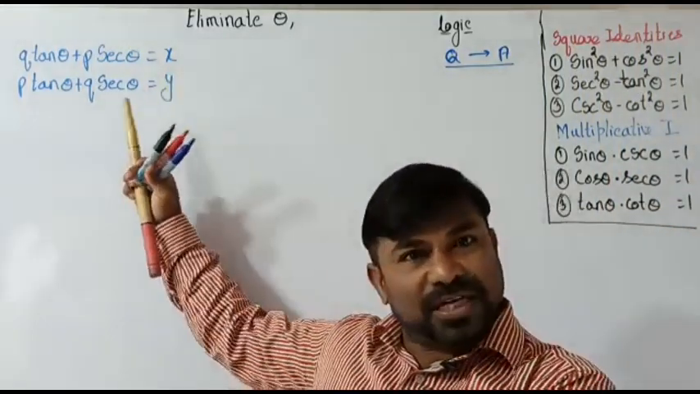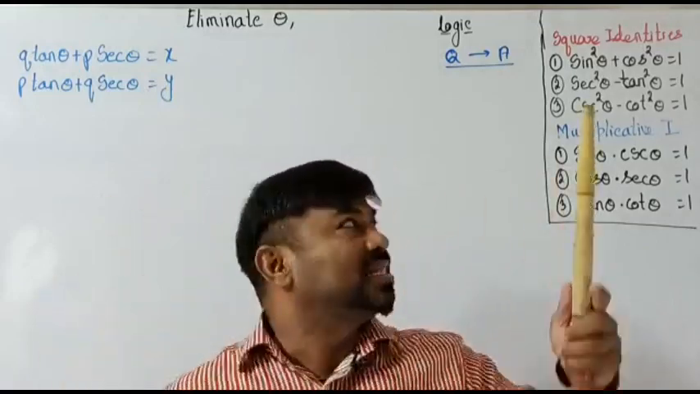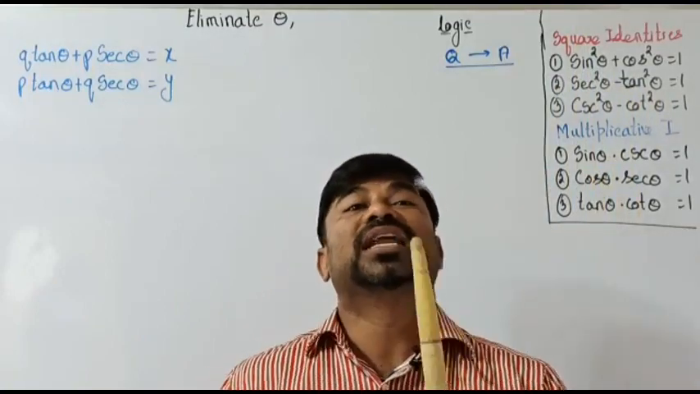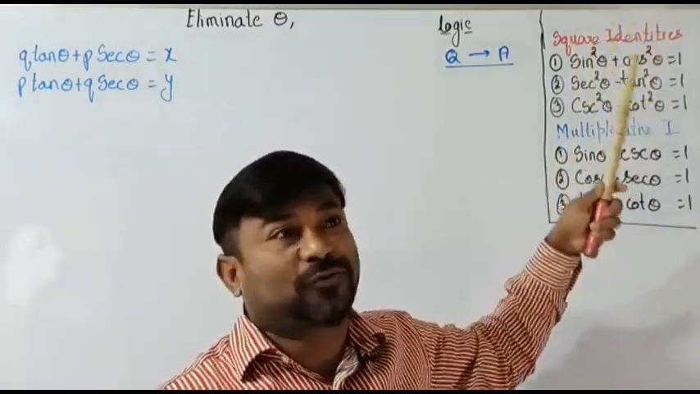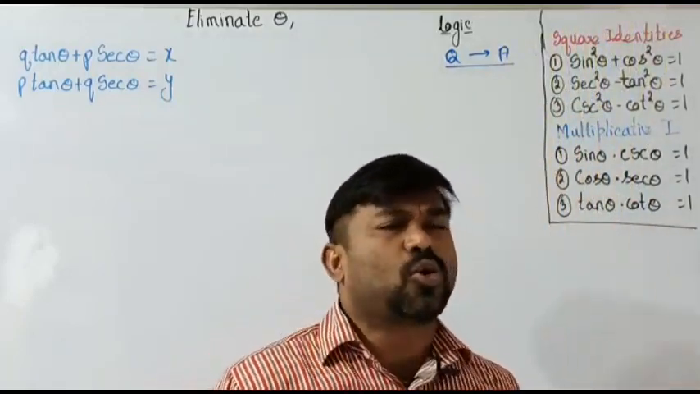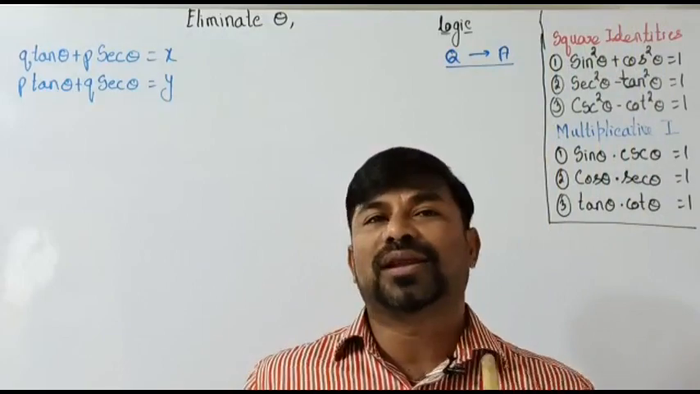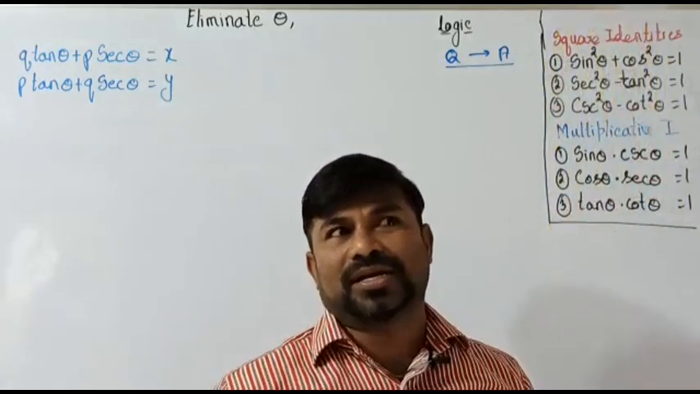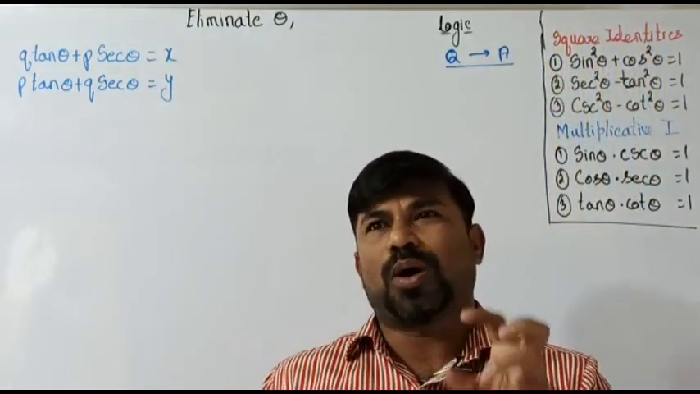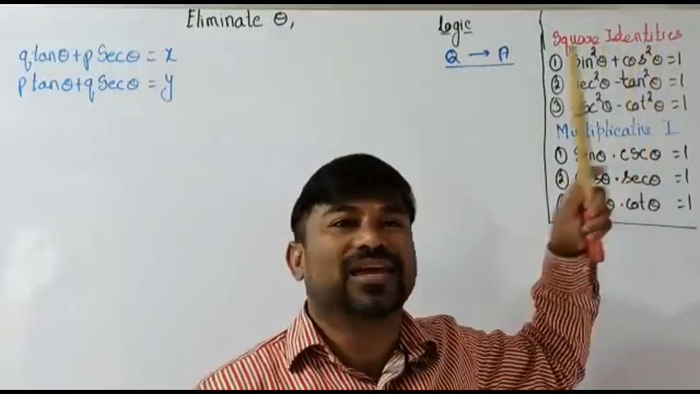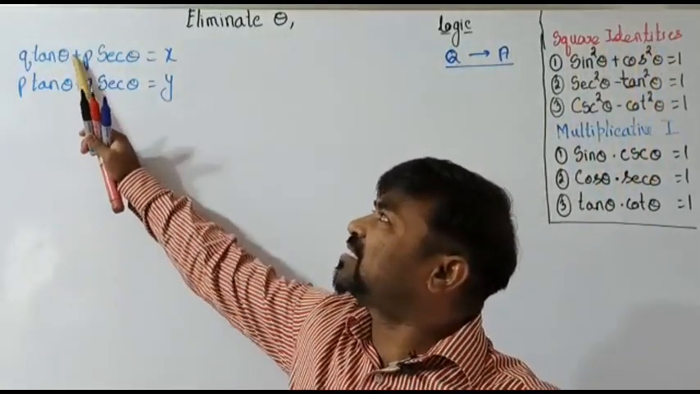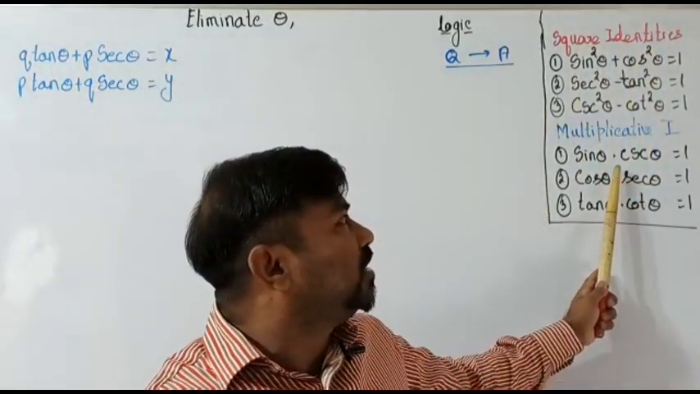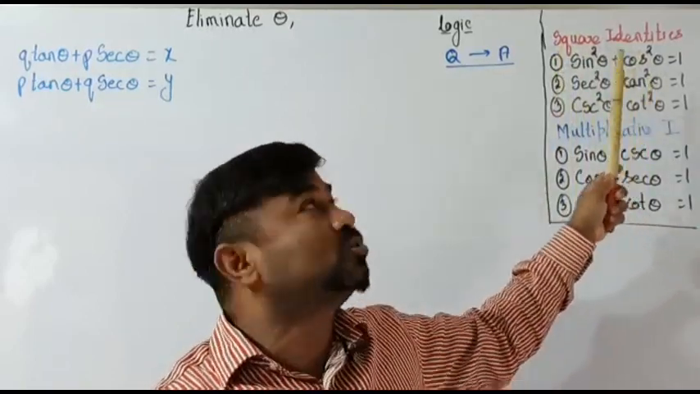So to eliminate theta from these two equations, take the help of either multiplicative identities, which are also called reciprocal identities, or the square identities. Of course, square identities, multiplicative identities and quotient identities all come under fundamental identities. I'm thinking like this: why can't I use square identities? Now one more question: why am I planning to use square identities only? Because if you check it out, we are having plus in between the two here, whereas here we are using multiplication. So my concept is, let's use square identities.